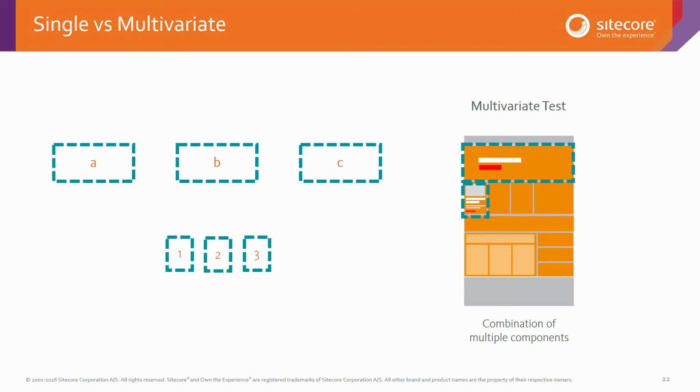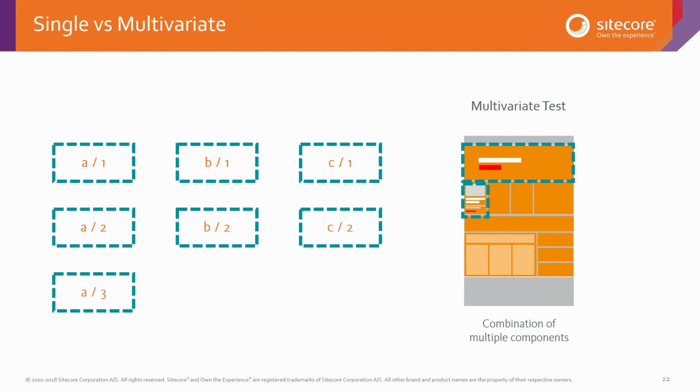So we talked a lot about single variable tests, but let's look for a minute at multivariate tests. These compare all the possible combinations of experiences. So up top we've got 3 different variants of a hero. There's also 3 variants of a call to action. So if you run a multivariate test, what that's doing is measuring the effect of every possible combination between those. And these experiences multiply exponentially.